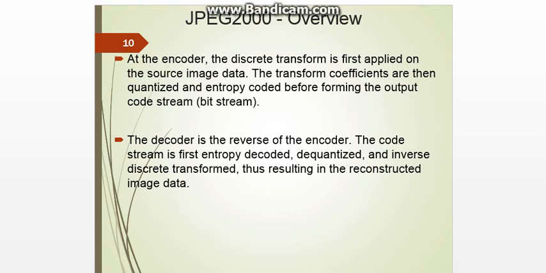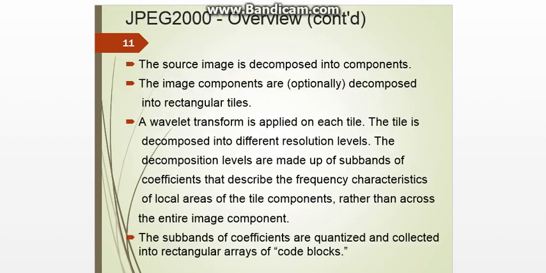Although this general block diagram looks like one of the conventional JPEG system, there are radical differences in all of the processes of each block of the diagram, and these are: the source image is first decomposed into components. The image components are decomposed into rectangular tiles. The tile component is the basic unit of the original or reconstructed image. A wavelet transform is then applied on each tile.